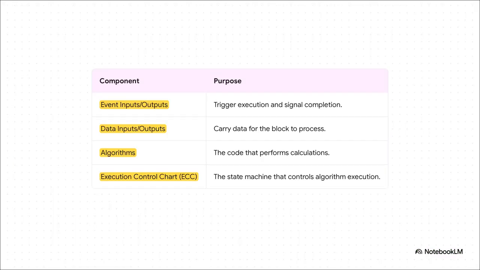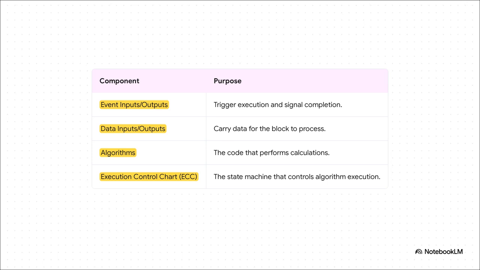So a basic block really has four main components. First, you've got event inputs and outputs. These are like signals that tell the block when to wake up and do something. Then you have data inputs and outputs, which is the actual information the block needs to work with. Inside, you have the algorithms. That's the real code, the part that does the calculations of the logic.